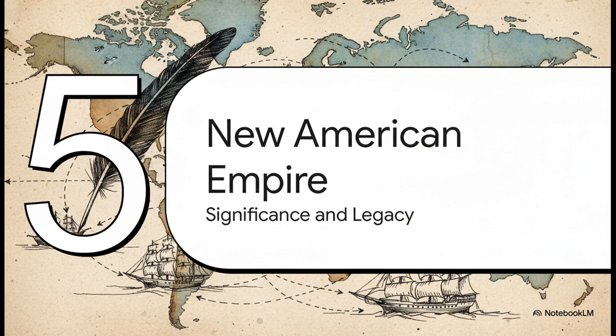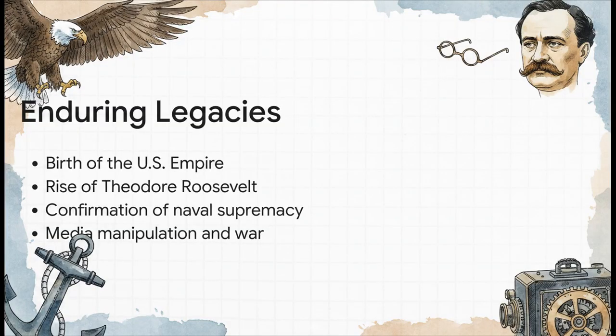Let's look at Section 5, the new American Empire, Significance and Legacy. So what are the big picture takeaways we should remember here? First, this was unequivocally the birth of the American Empire and the definitive end of the Spanish Empire. In fact, back in Spain, this triggered a deep national identity crisis known as the Generation of '98. Second, it launched the totally meteoric political rise of Theodore Roosevelt, basically rocketing him straight toward the presidency. Third, it absolutely confirmed Alfred Thayer Mahan's doctrines about U.S. naval supremacy. And finally, the whole thing with Hearst and Pulitzer? That left us with enduring, incredibly critical questions about media manipulation, sensationalism, and how the press can quite literally drive an entire nation to war.